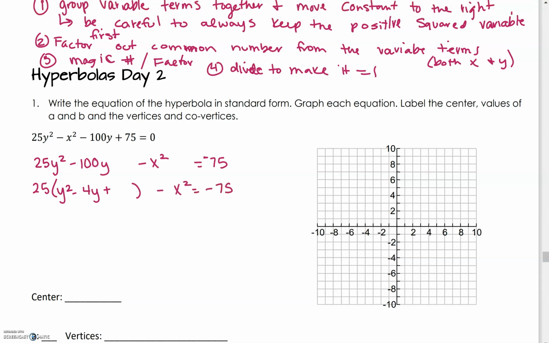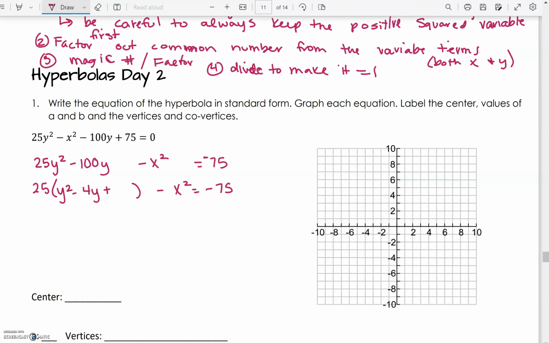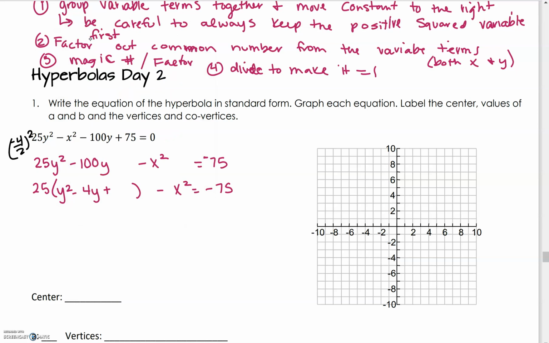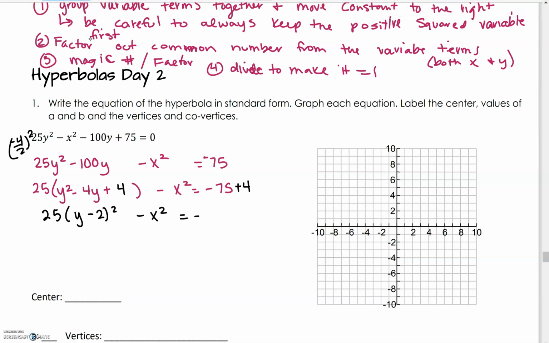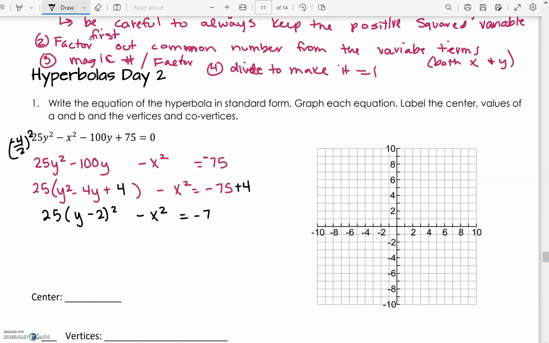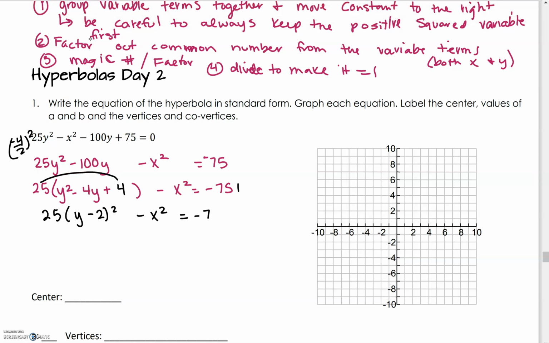And then we're going to complete the square. So magic number is -4 divided by 2 squared, which would be a positive 4. So we're going to add 4 to this side as well. So 25 times y minus 2 squared minus x squared is equal to -70. Oh, and it's not 4. I knew I'd catch myself. It's 25 times 4, so it's 100. And so that's actually going to be a 25.